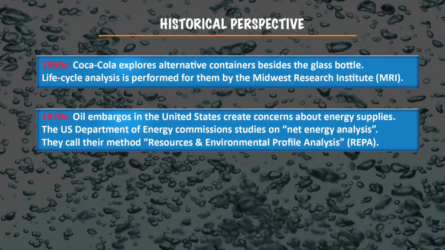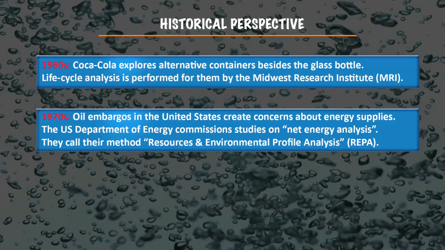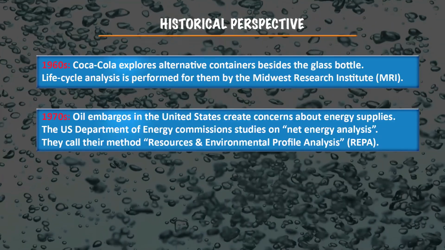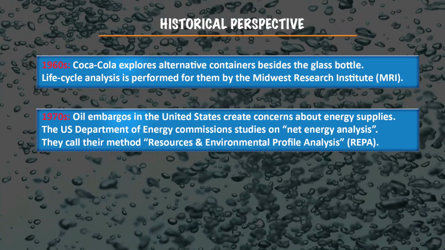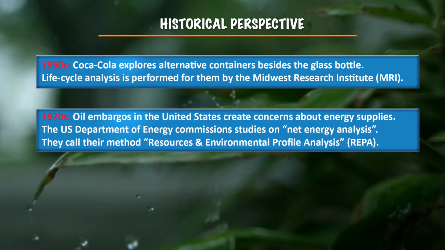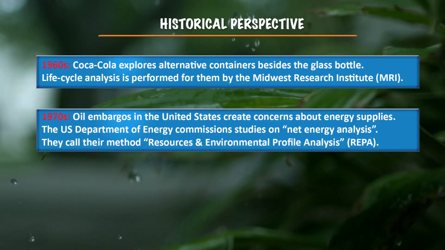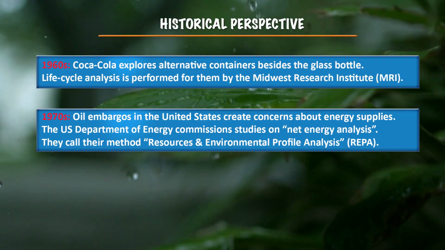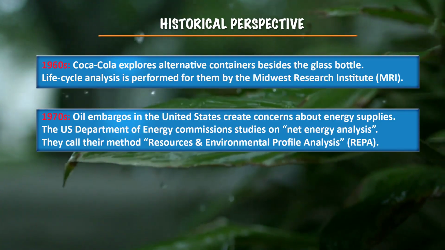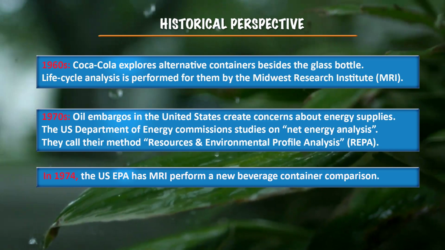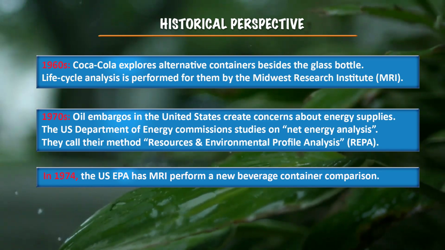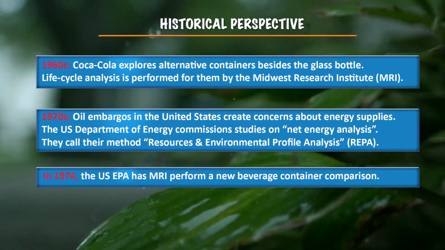In 1970, oil embargoes in the United States created a concern about energy supplies. So the US Department of Energy Commission studied net energy analysis. They also called their method resources and environmental profile analysis, REPA. In 1974, the United States EPA had MRI perform a new beverage container comparison.